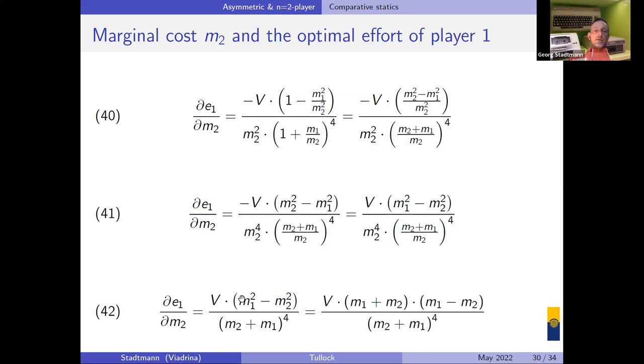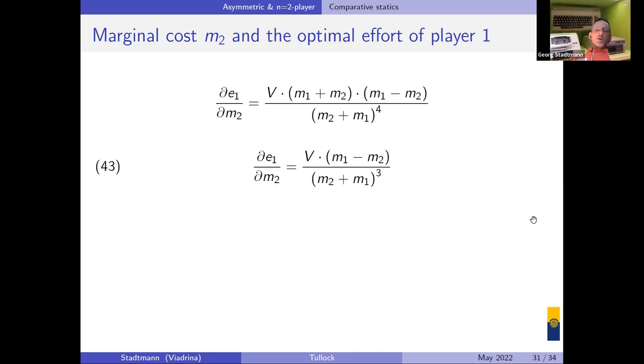Then here, this looks a little bit like a squared minus b squared. And a squared minus b squared is nothing else than a plus b in brackets times a minus b in brackets. So we are splitting up this bracket into two brackets. And then we have M2 plus M1 in brackets to the power of 4. This will cancel out, so we get to the power of 3 here.